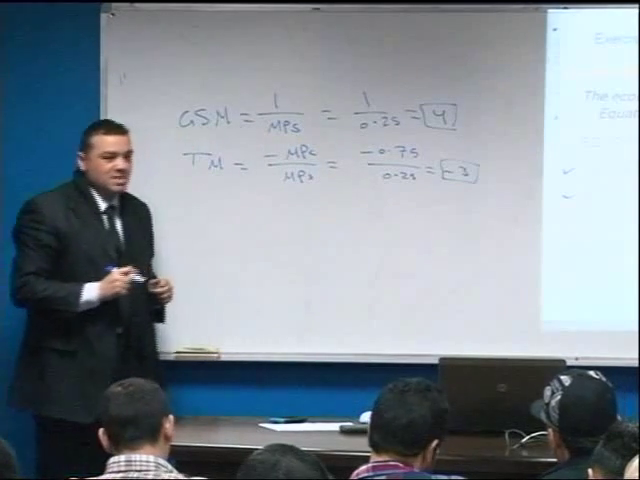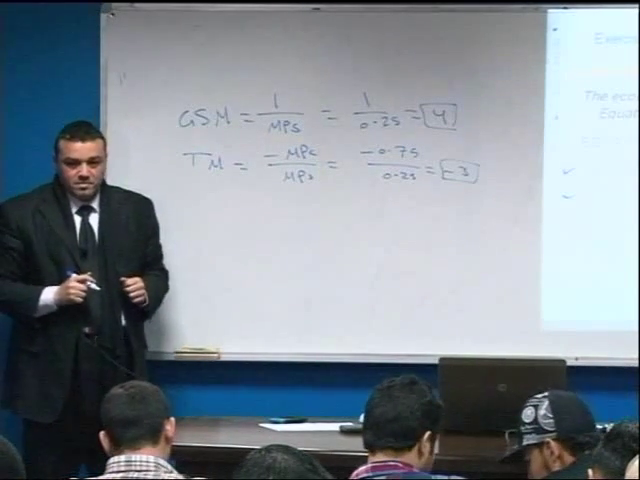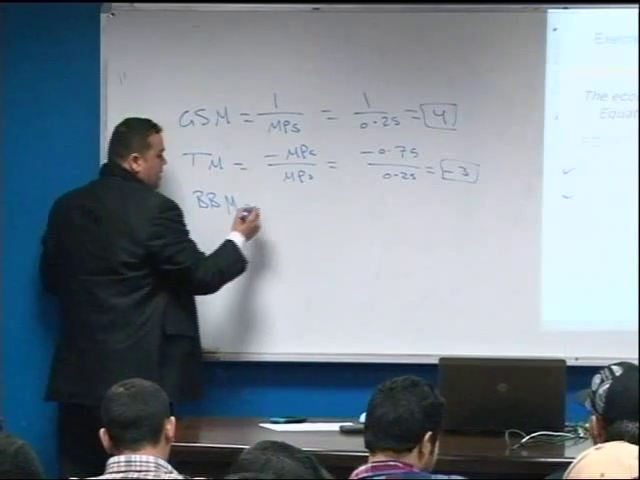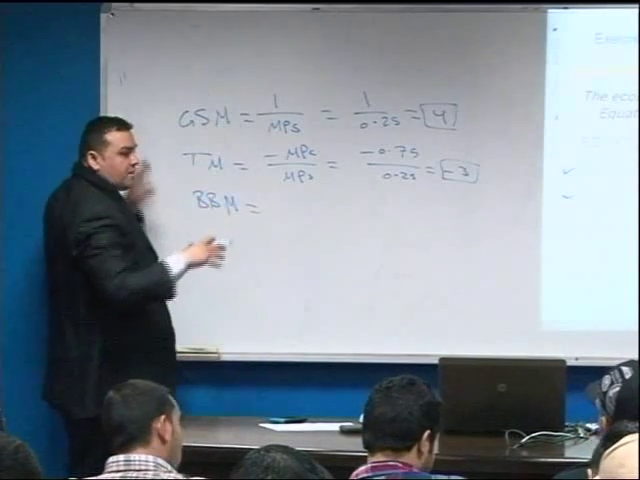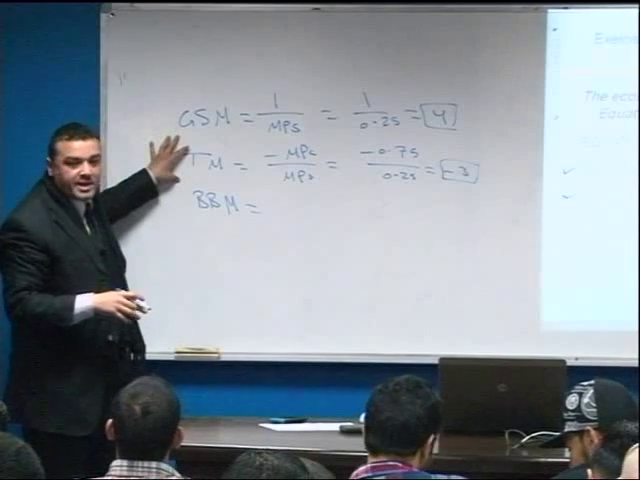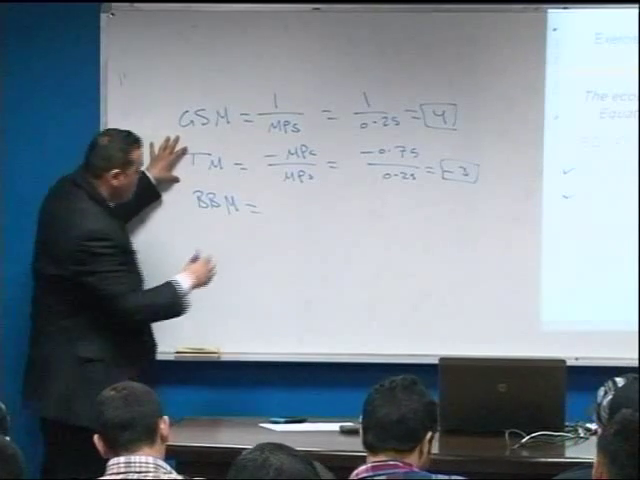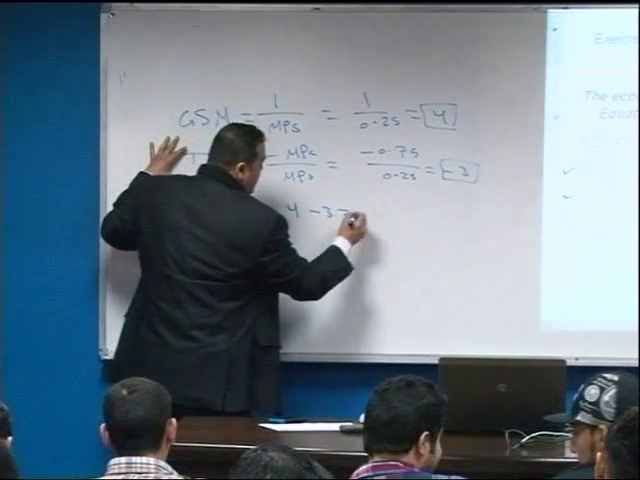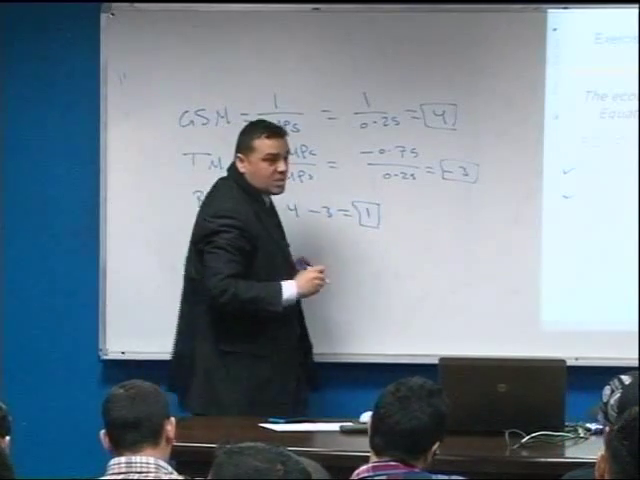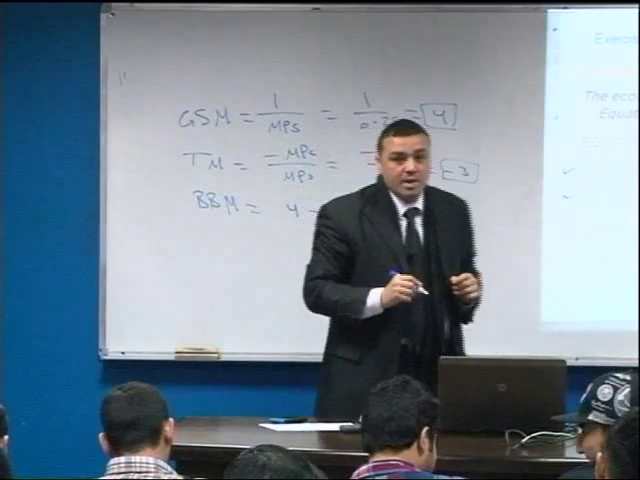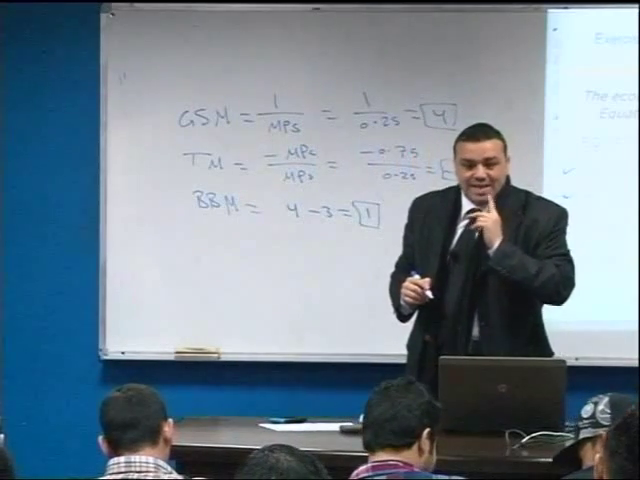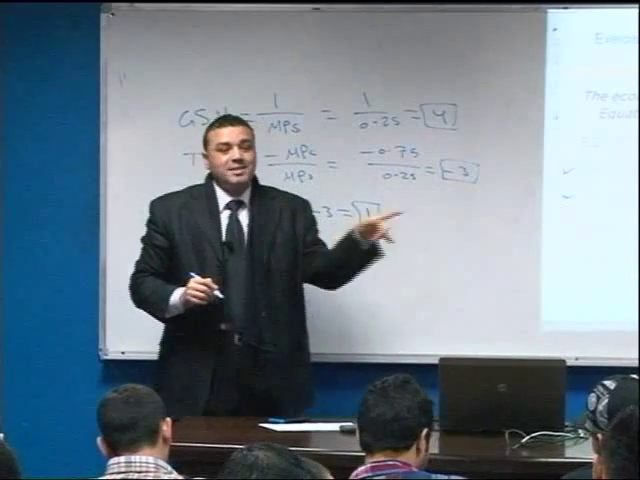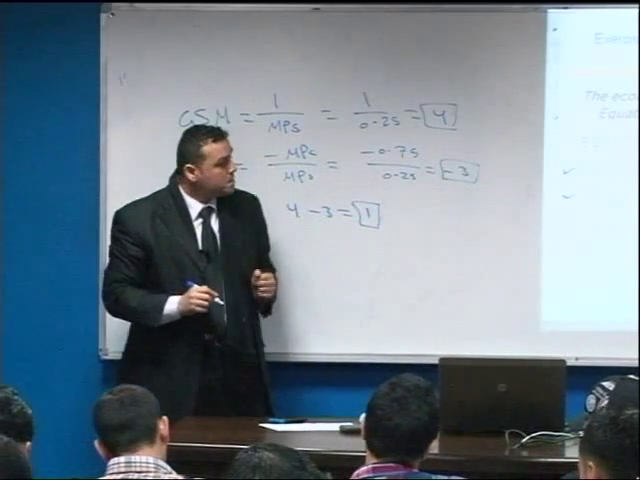How much is the balanced budget multiplier in this case? The balanced budget multiplier equals the summation of the government spending multiplier and the tax multiplier, right? So it equals 1. 4 minus 3 equals 1. It's always 1, right?